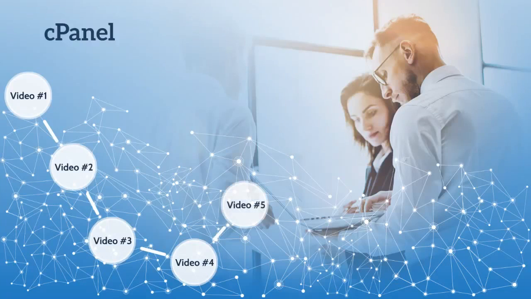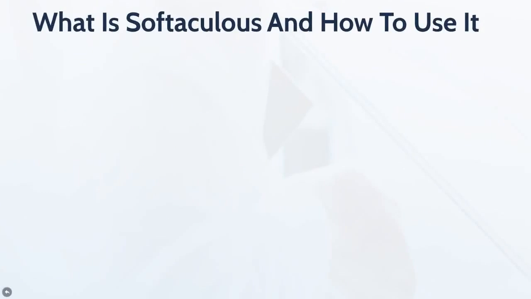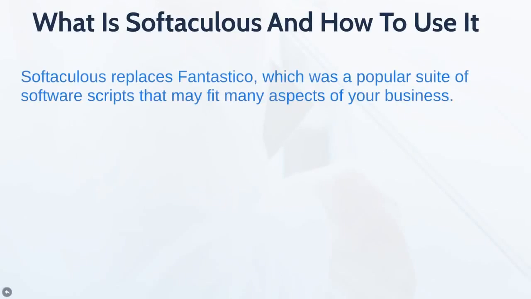Hello and welcome to video number 5. In this particular video, you're going to learn what is Softaculous and how to use it. Softaculous replaced Fantastico, which is basically a popular suite of software scripts that you can build into your website. Things like WordPress, Joomla. If you want a forum, you can build forums. There are many different free scripts that you have access to that you do not have to spend extra money for. They're all built in.